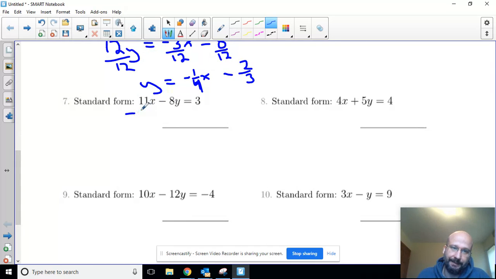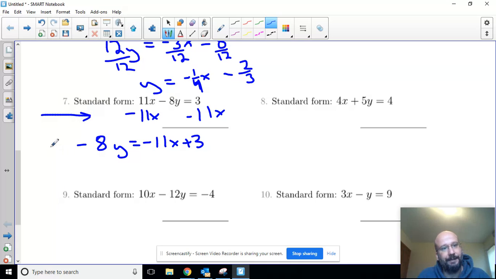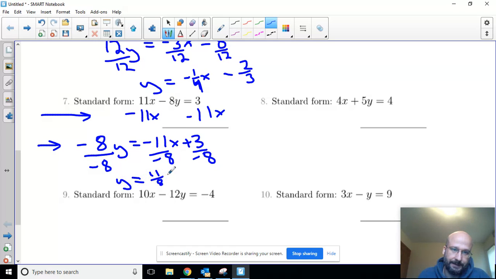I'm going to move this positive 11x over by doing the opposite, which is subtracting 11x. I got negative 8y equals negative 11x plus 3. So I would need to see this step. I would need to see what it equals. And then I would need to see that you divided by negative 8 to everything over here. Just like this. And then I would need to see that y equals 11/8x minus 3/8. Right, the same 2 steps.